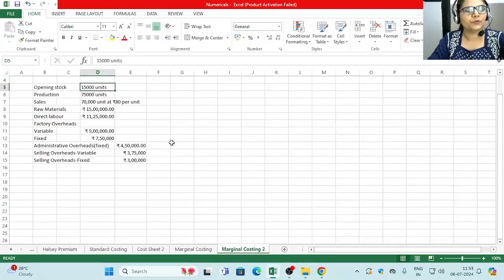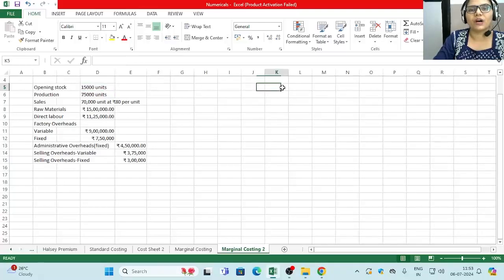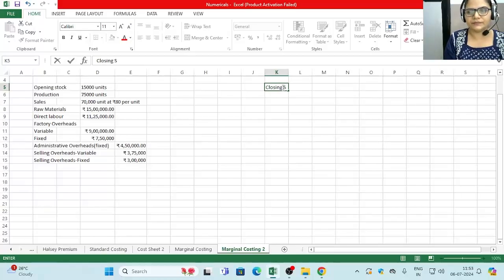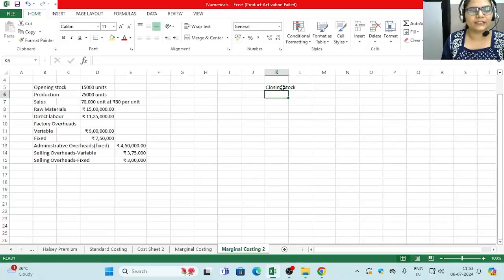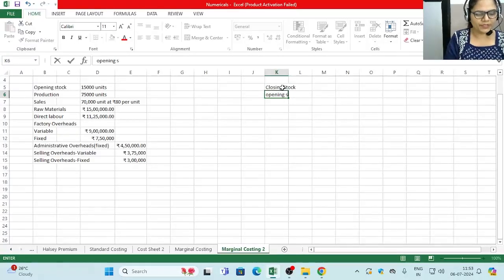particular question we are not given the closing stock, we are only given the opening stock. So how will we calculate the closing stock? Closing stock is calculated as follows: opening stock, then opening stock is 15,000 units.